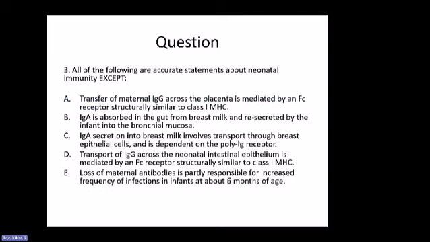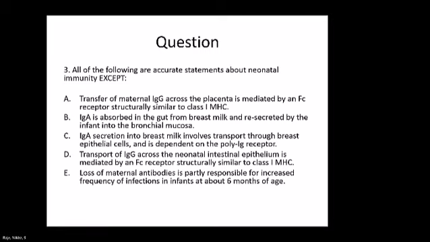All of the following are accurate statements about neonatal immunity except. I can take this one. Going through the choices: transfer of maternal IgG across the placenta is mediated by an Fc receptor structurally similar to class 1 MHC. It is an Fc receptor, but I'm not sure if it's structurally similar to class 1 MHC. Choice B, IgA is absorbed in the gut from breast milk and resecreted by the infant into the bronchial mucosa. I'm not sure if that's true.